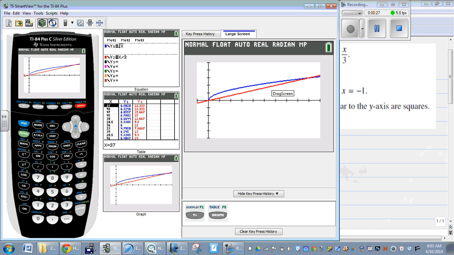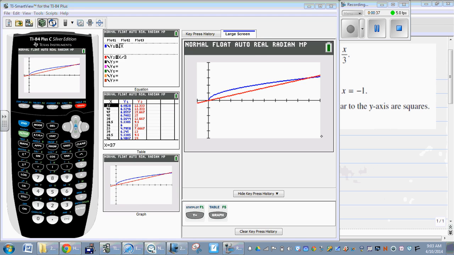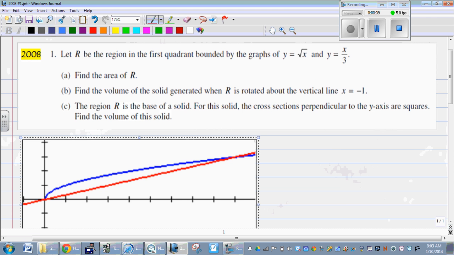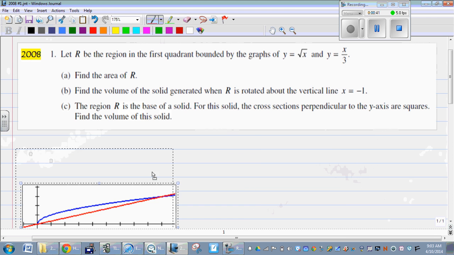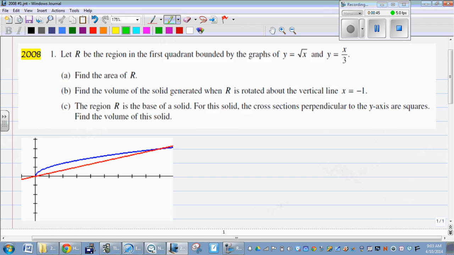I've already adjusted my window here to get a little better picture. But we've got our square root function and our line. And we want to find the area in between those. So we're finding the area of this region.